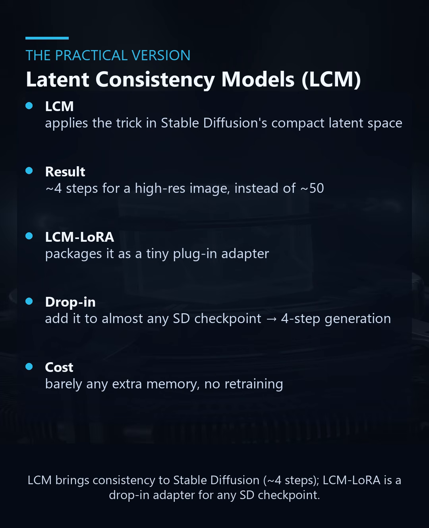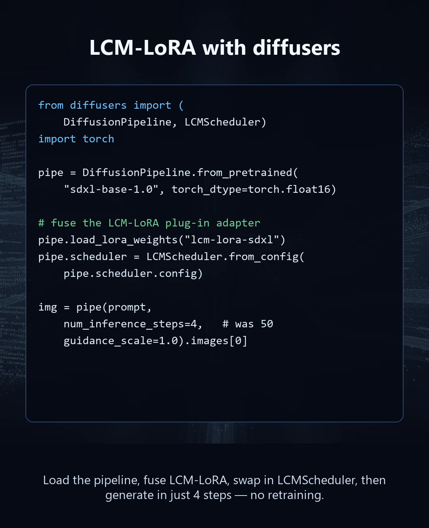The most practical version is the Latent Consistency Model, or LCM. It applies the same trick inside the compact latent space of Stable Diffusion, so a higher resolution image needs only about 4 steps instead of 50. Even better, LCM LoRA packages this as a tiny plugin adapter. Drop it onto almost any Stable Diffusion checkpoint, and that model suddenly generates in 4 steps, with barely any extra memory.